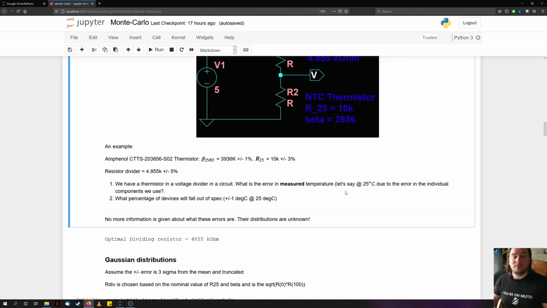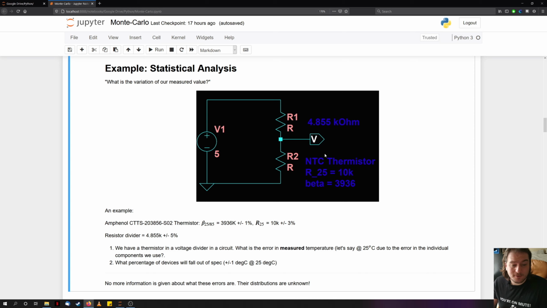Okay, so let's say we're measuring a temperature of 25 degrees, and this error will be due to the individual components we use. Because remember, we can measure voltage to a high degree of precision, and we're assuming that resistor 1 is this 4.85, and that the thermistor has these 2 properties.